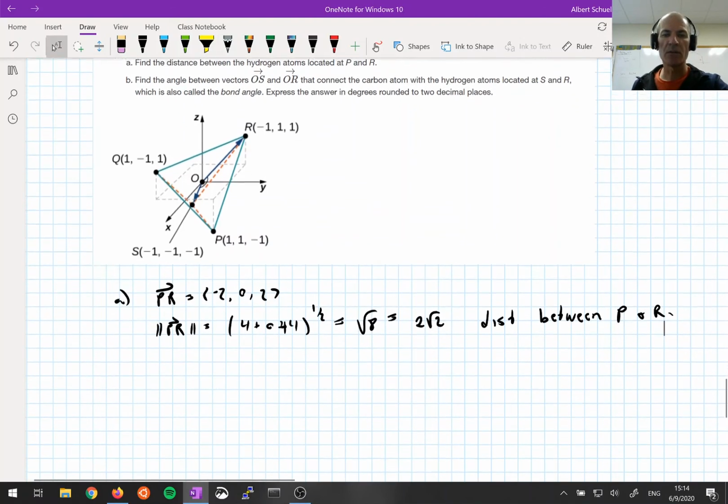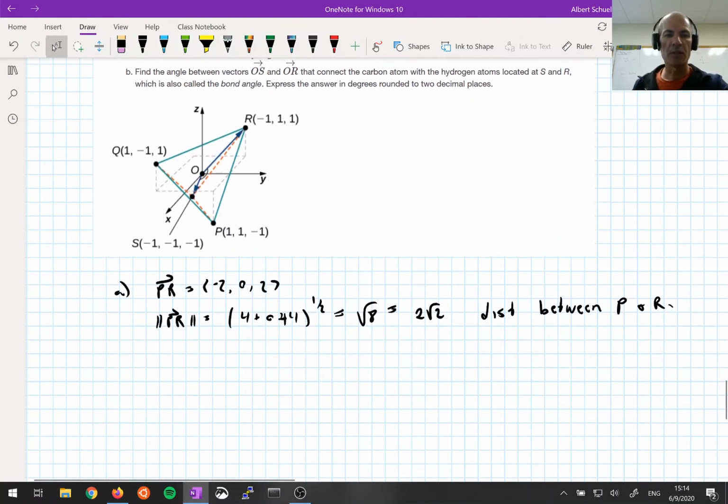And of course, we know that if we put the origin here, and we write this in component form, then I'm just going to use S as a vector. It looks like this, and R as a vector. It looks like this. And we want to find the angle between OS and OR, between these two vectors. I guess we could put O in there. All right.